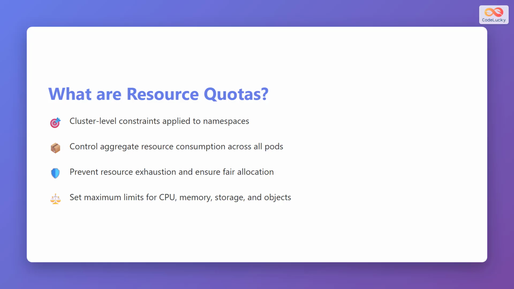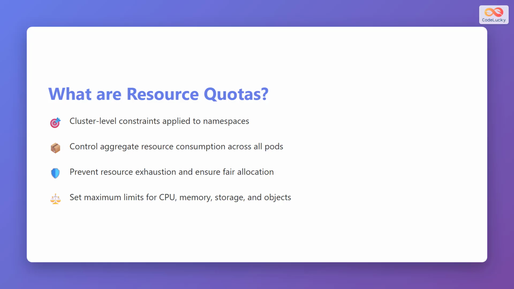Resource quotas are cluster-level constraints that administrators apply to namespaces. They control aggregate resource consumption across all pods running in that namespace. This means they look at the total, combined usage of all your workloads together, not just individual pods. Resource quotas prevent resource exhaustion and ensure fair allocation among different teams or applications.